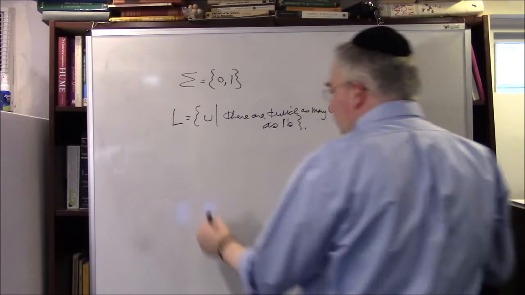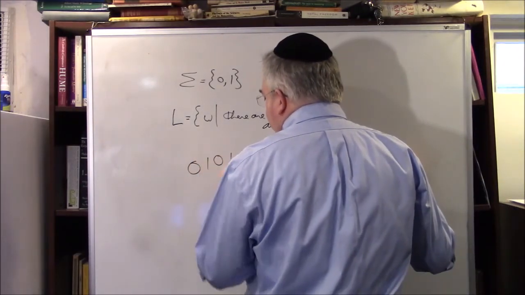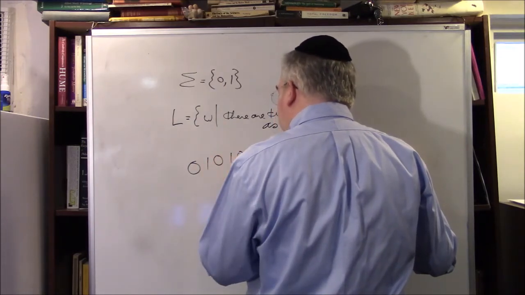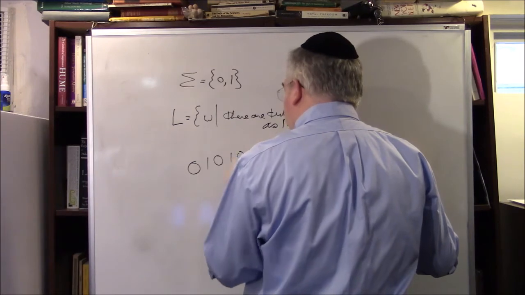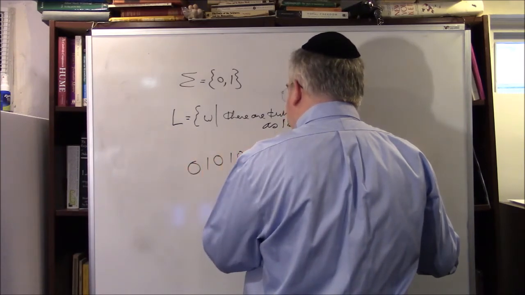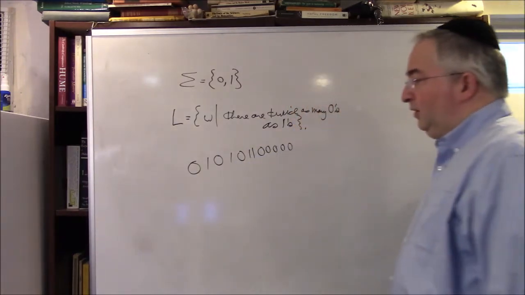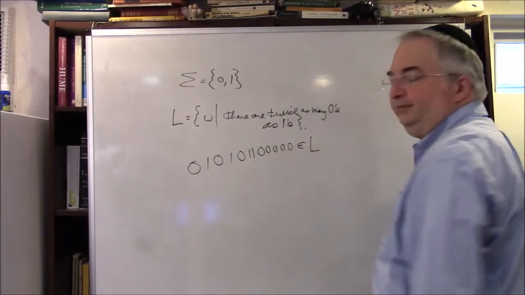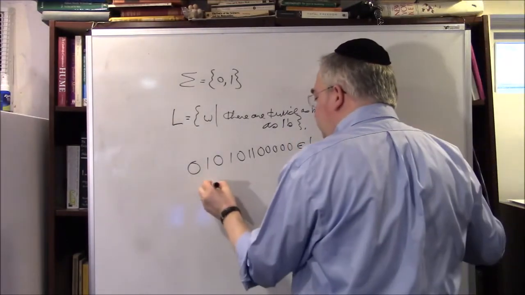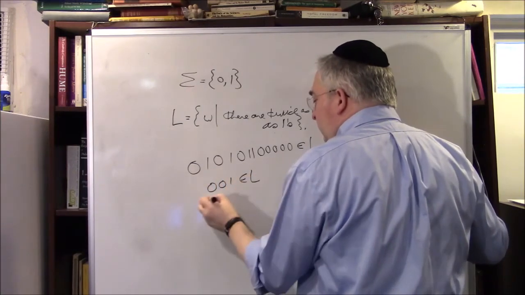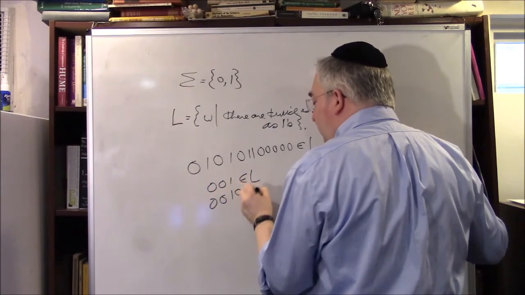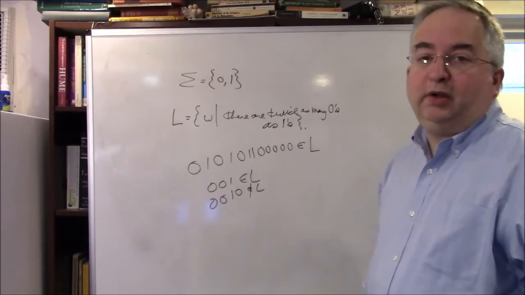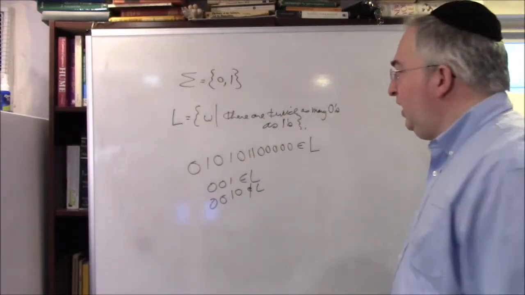Okay, so let's do something. 010101100000. This has 4 ones and 8 zeros, so this is in the language. 001 is in the language. 0010 is not in the language, because this has 3 zeros and 1 one. Not good. So we can have different things like that.